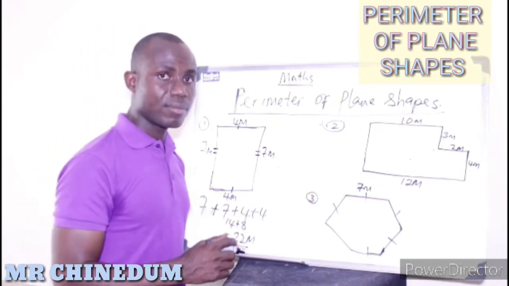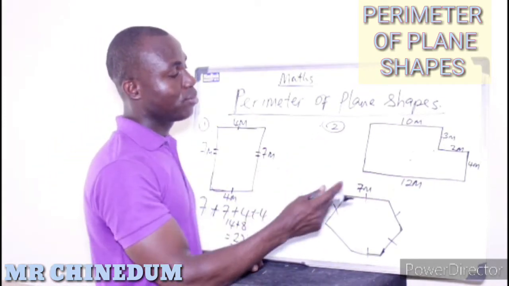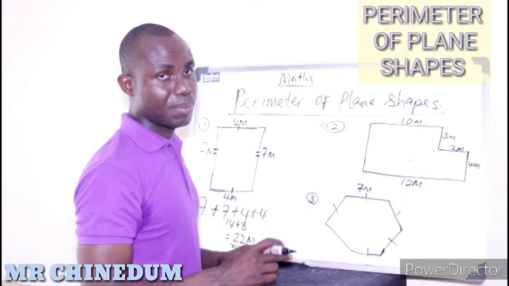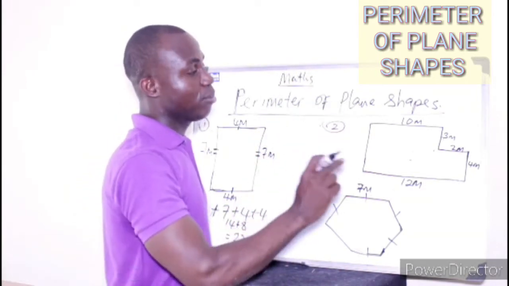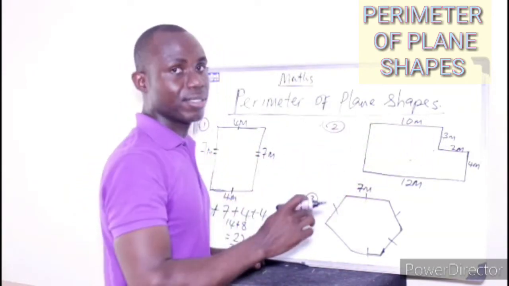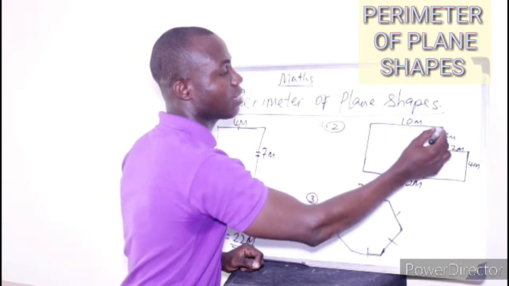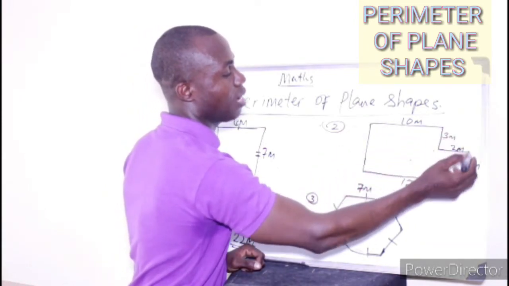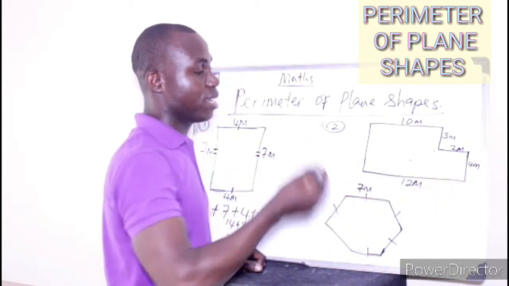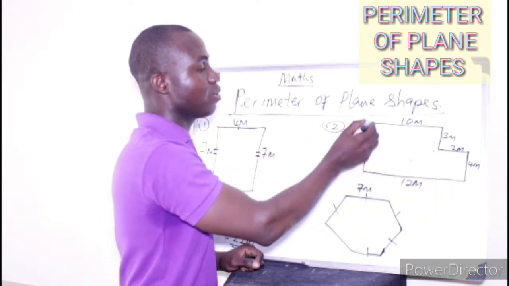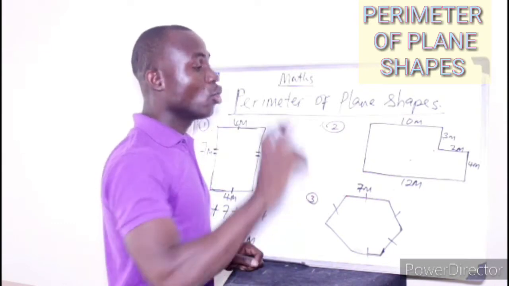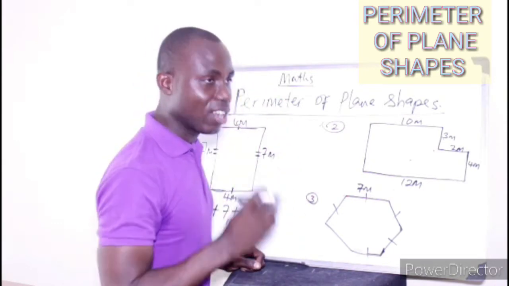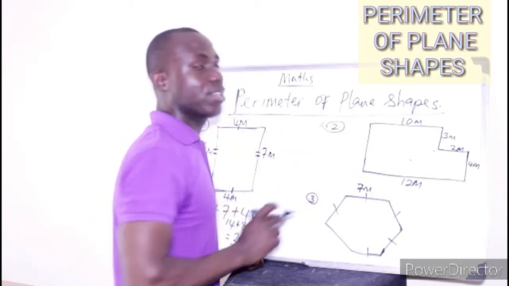Is that clear? The second example is an irregular shape. Because it's an irregular shape, you have to take note of the sides given. From here to here is given as 10 meter, 3 meter, 2 meter, 4 meter, and 12 meter. From this place to this place, nothing is given. So it is left for you to think of what should be written here.